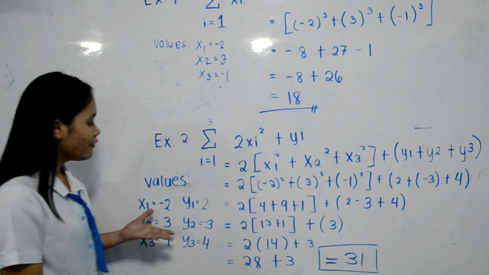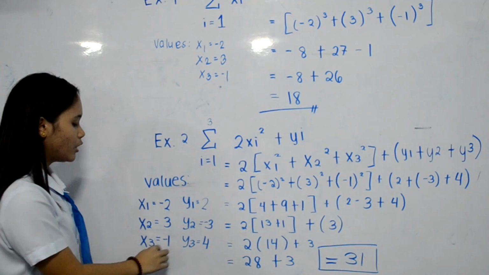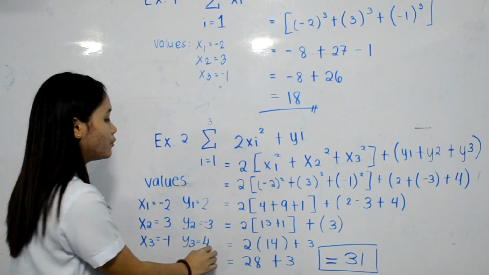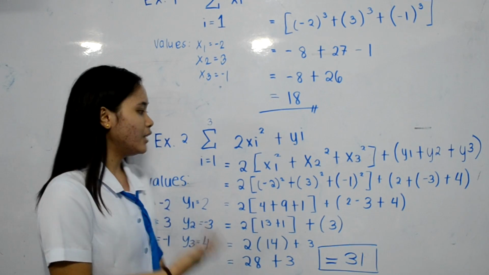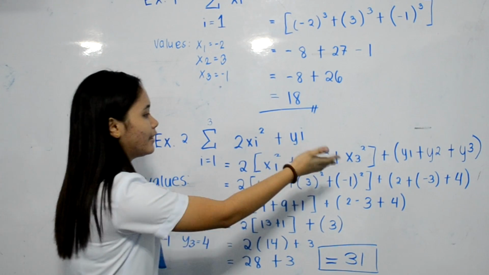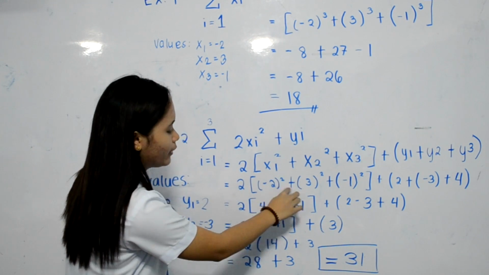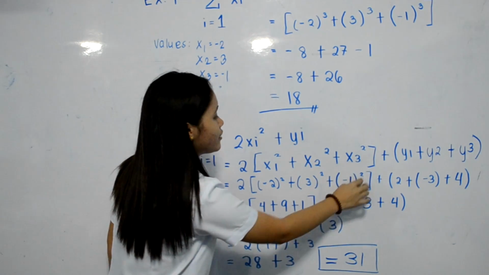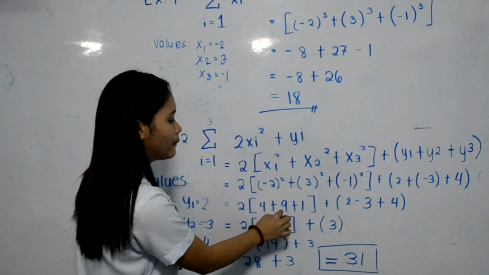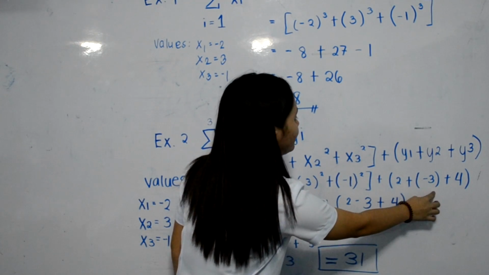So we have given values x sub 1 equals negative 2, x sub 2 equals 3, x sub 3 equals negative 1, y sub 1 equals 2, y sub 2 equals negative 3, and y sub 3 is 4. The thing that we should do here is just substitute the given values to the x values and the y values. This would be 2 times negative 2 squared plus 3 squared plus negative 1 squared. Then the answer will be 2 times the quantity of 4 plus 9 plus 1. Then the y values, so this will be 2 plus negative 3 plus 4.